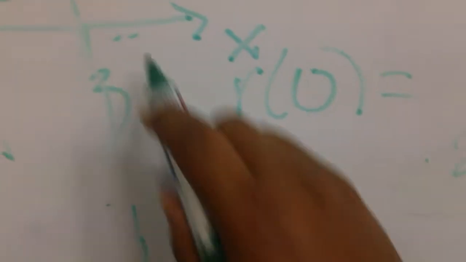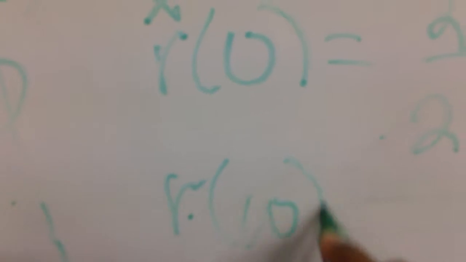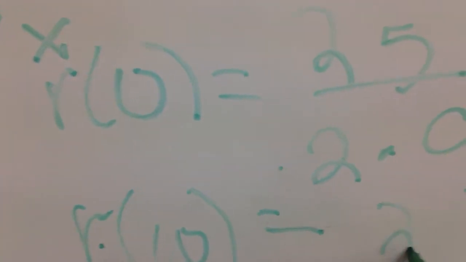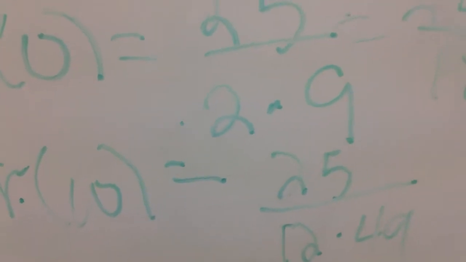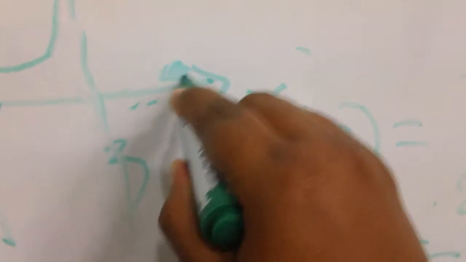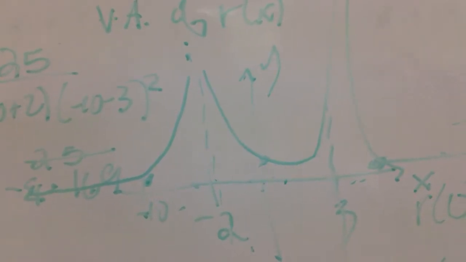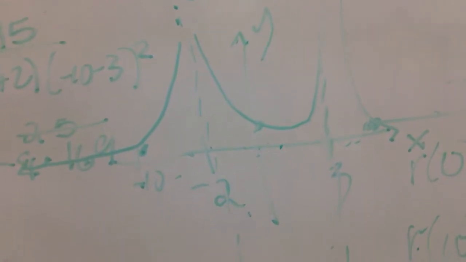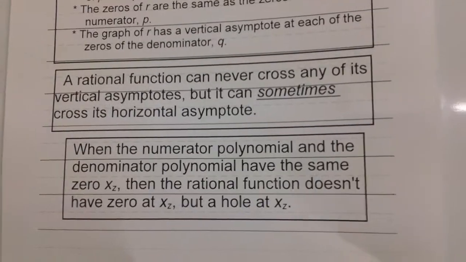And then to find what goes on over here, I'd pick a value greater than 3, so let's try r of 10 instead of negative 10, and I get 25 over 12 times 49, which is a small number, which means my little graph is going to go like this. And I have the graph without even plotting it in the graphing calculator. Okay?